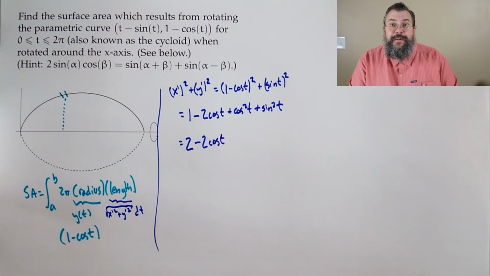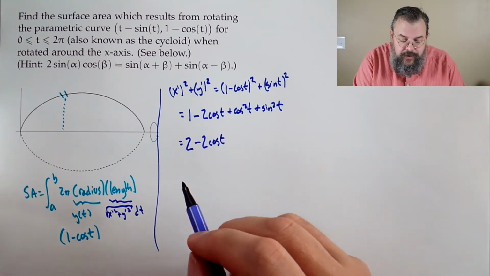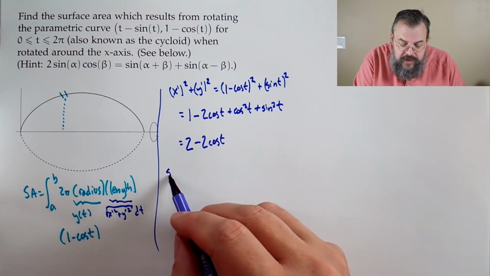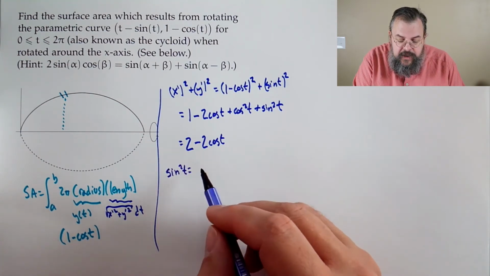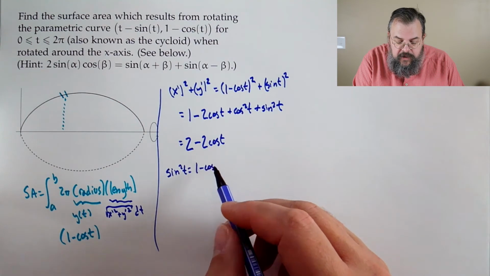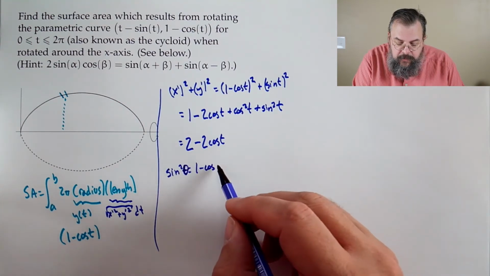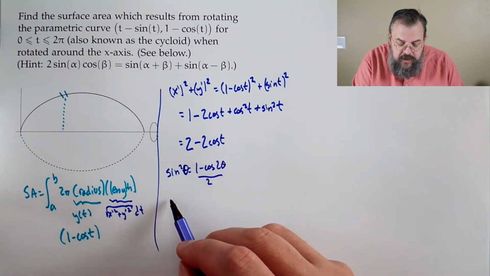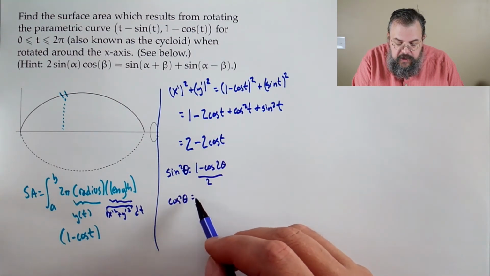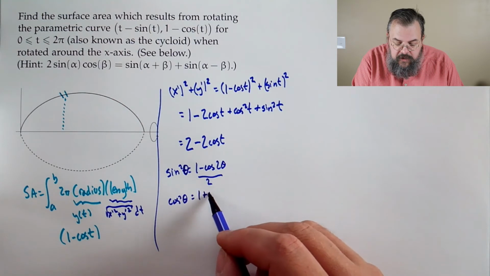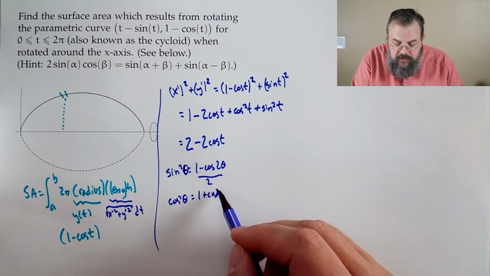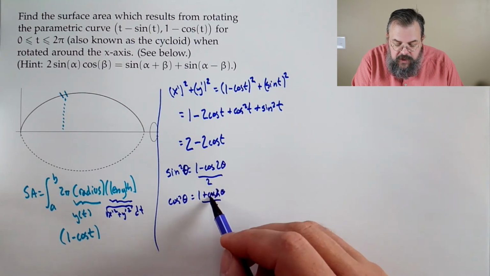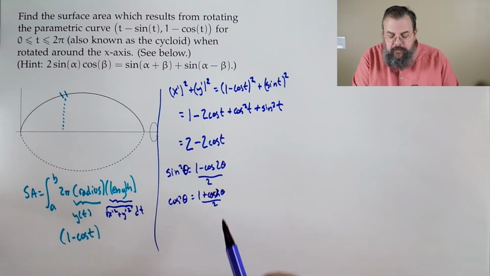Well, there is this nice identity called power reduction. So remember, how does it go? Sine squared theta is 1 minus cosine 2 theta over 2. And cosine squared theta is 1 plus cosine of 2 theta over 2. That is a really poorly written cosine 2 theta, but you know what I mean.